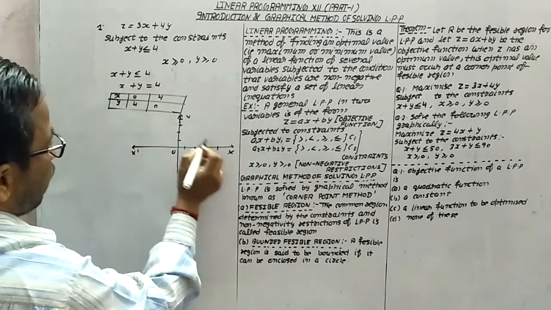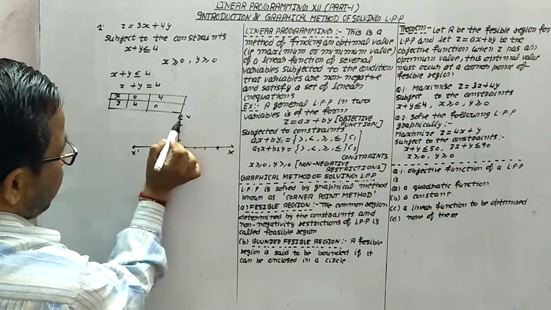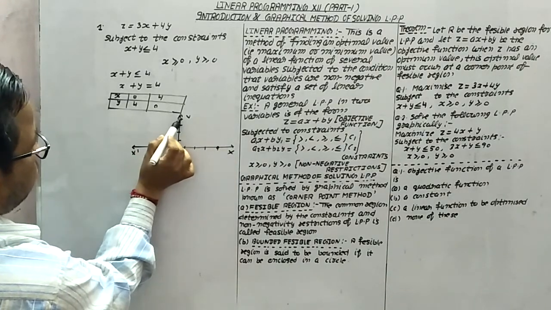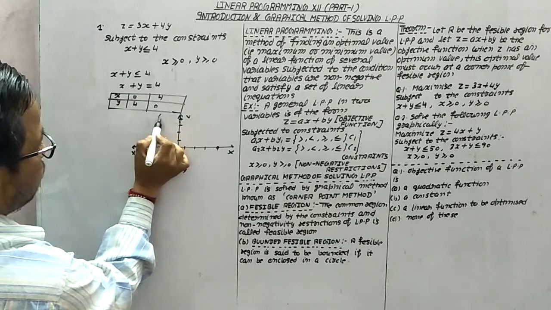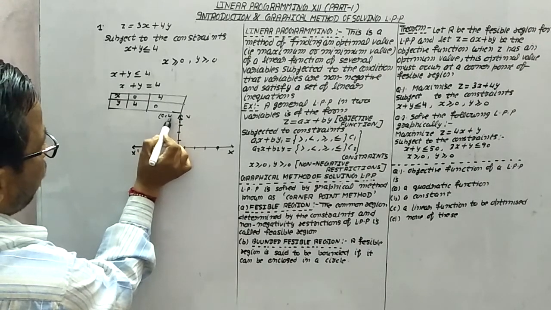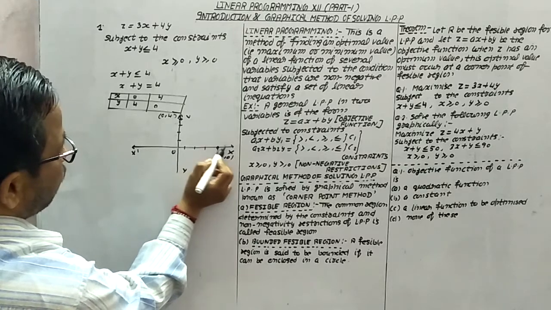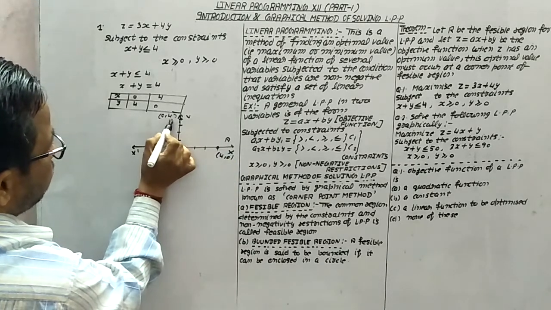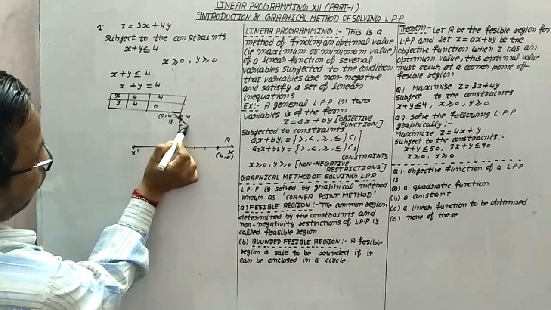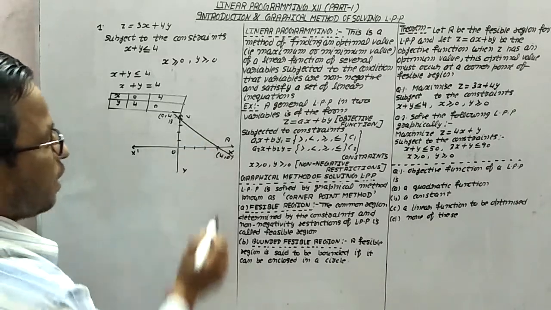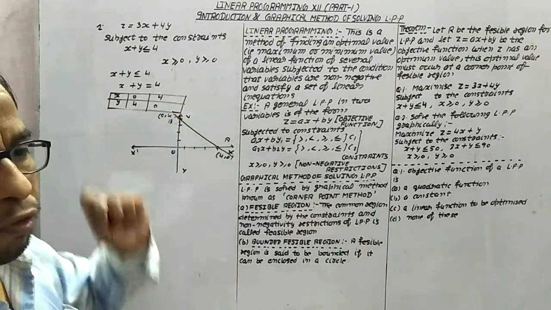Now, after doing this, look at this. First of all, x is 4, y is 0, this is the point. x is 0, y is 4, this is the point. It means this is the point (0, 4). This is the point (4, 0). And let us suppose this point is A, this is B. So this is the line for this part. It means this is the line of x plus y equals 4.